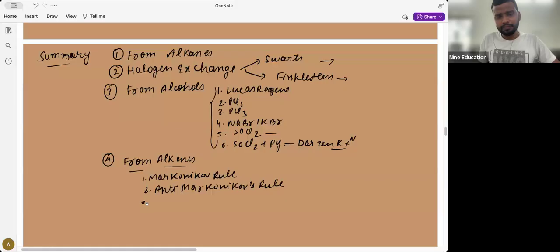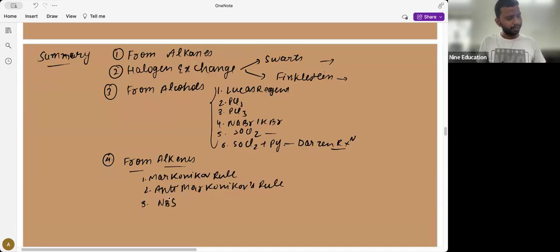The third one was from alkene. What was the third one? The third one which we have used was NBS, N-bromosuccinimide. Today only we did NBS. It was a very important reaction.